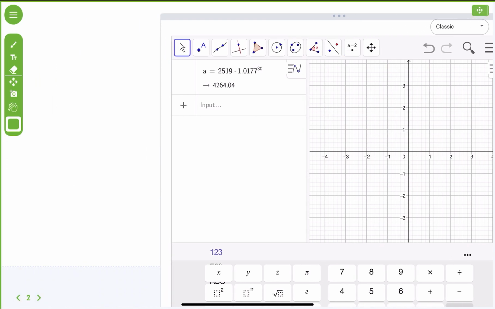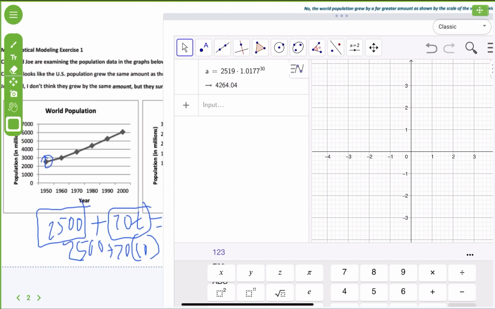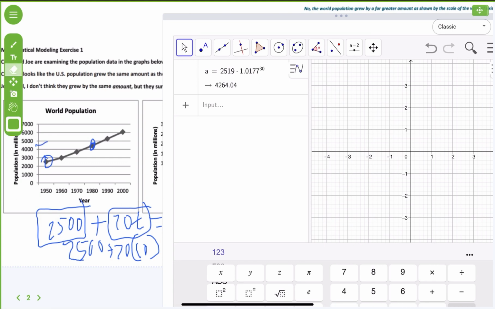We don't have our graph for 1980 here, so we'll actually have to go back and look at our graph for 1980. And yes, that's about 4,264. So that's pretty close, actually. So that works out real well.